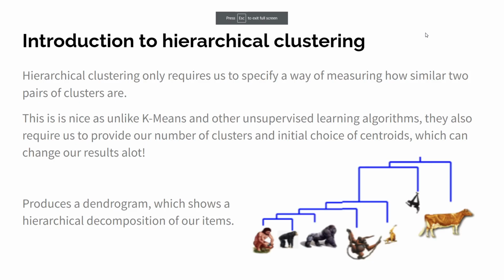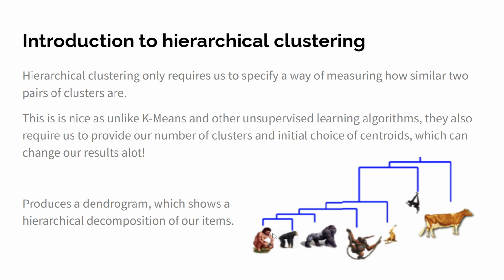The difference between hierarchical clustering and the other clusterings like k-means, which is what we were doing last time, is that we don't need to provide the number of clusters or the initial choice of centroids or anything like that. We just need to specify a way of measuring how similar two pairs of clusters are. That's all we need to provide, and then we can produce a dendrogram like this here. It shows a hierarchical decomposition of our items.